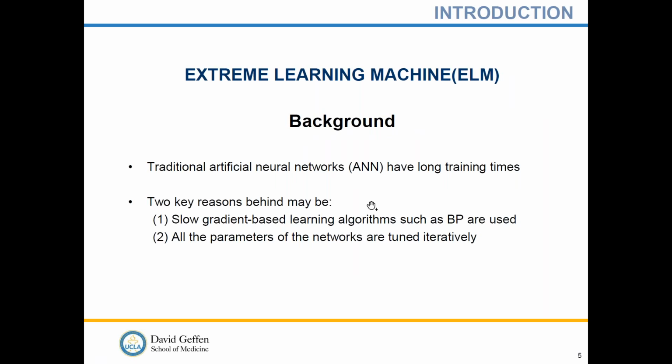So in this work, we have used extreme learning machine as the base classifier. It's a type of artificial neural network, but in traditional artificial neural networks, the training time is quite long, especially for big data sets. There are two reasons behind it. First is that they use slow gradient descent learning algorithms such as backpropagation, and then all the parameters in the neural network have to be trained iteratively.